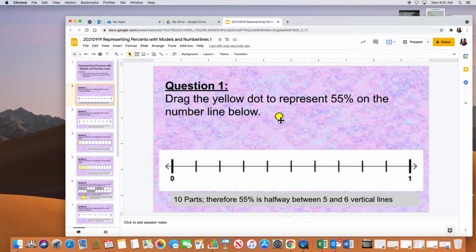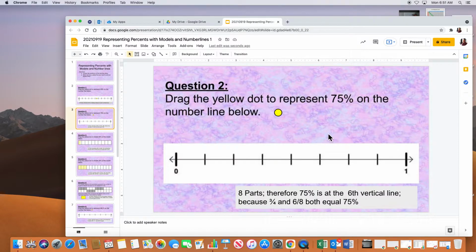We're to drag this to the place where it's 55%. Well, I did some of the hard work for us. I counted up all the equal parts, and there are 10, and therefore it is halfway between 5 and 6 because 5/10 is 50 over 100 and 6/10 is 60 over 100. Therefore, the halfway point is where 55% is.